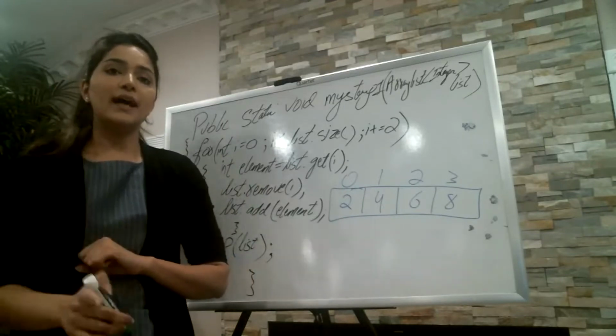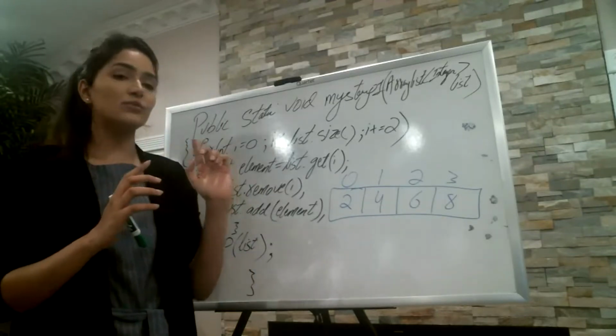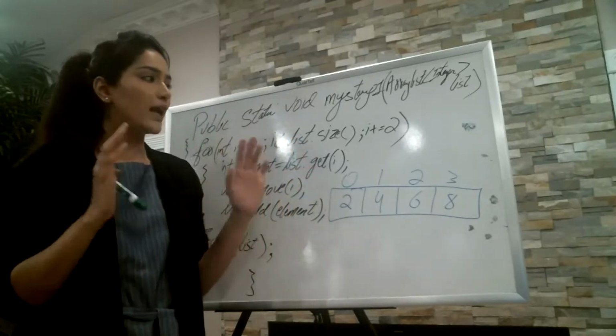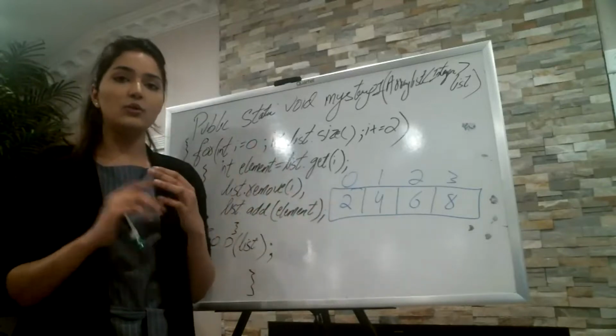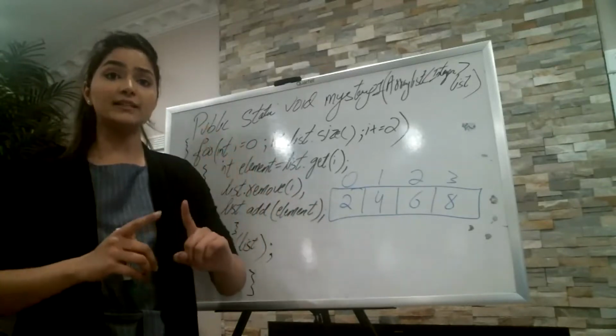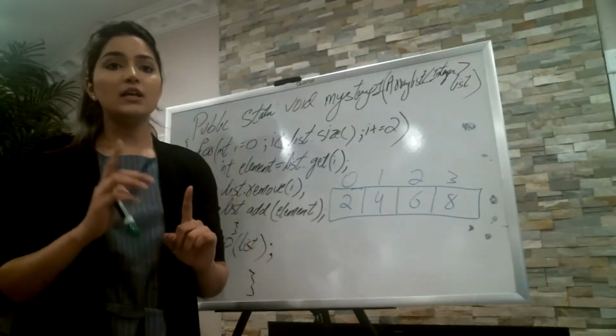To avoid that disadvantage, we came up with array list. Array list is flexible, so you don't have to mention the size. When you add a value, the size is increased, and when you remove a value, the size is decreased instantly. So let's take a look.